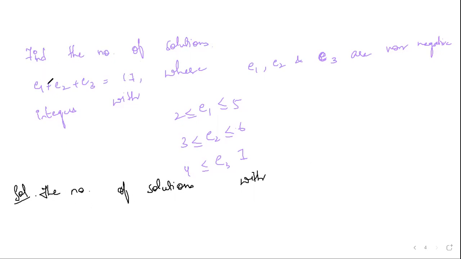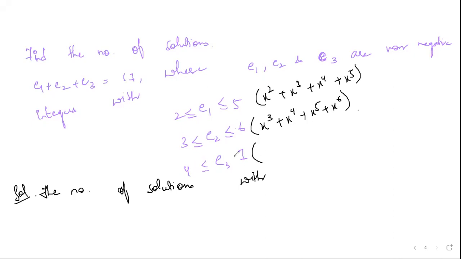Suppose I express e1, e2 and e3 in the following way. e1 lies between 2 and 5, so I can write it as x square plus x cube plus x power 4 plus x power 5. This is how we take generating functions. In a similar way, we represent the constraint on e2 as x cube plus x power 4 plus x power 5 plus x power 6. And similarly, e3 can be represented as x power 4 plus x power 5 plus x power 6 plus x power 7.